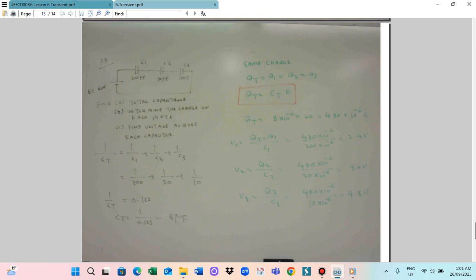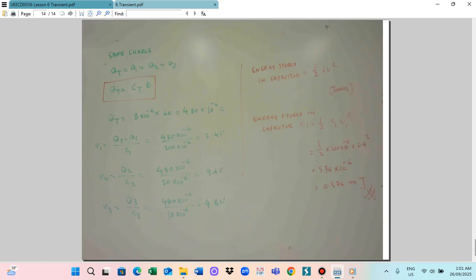IC is a discharge. Discharge means the discharge current is negative. Negative voltage is E divided by R2, so E power minus t by tau. So this is a minus. The original voltage is 10 volt, R2 is 200 into 10 power 3, and E power minus t by tau, where tau is R2 into C. So tau is 10 into 10 power minus 3.